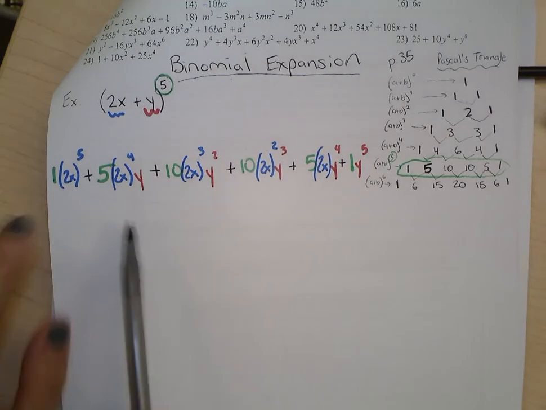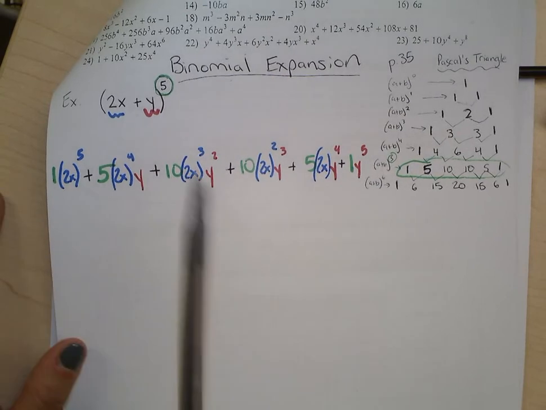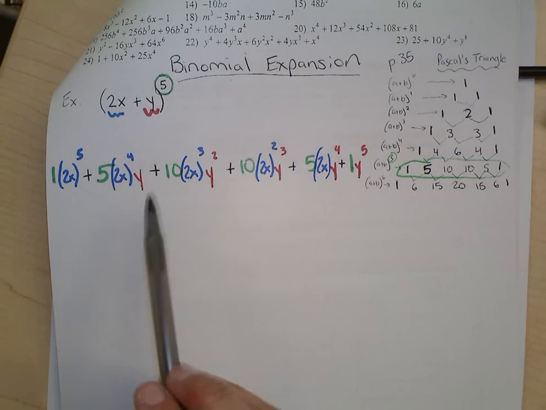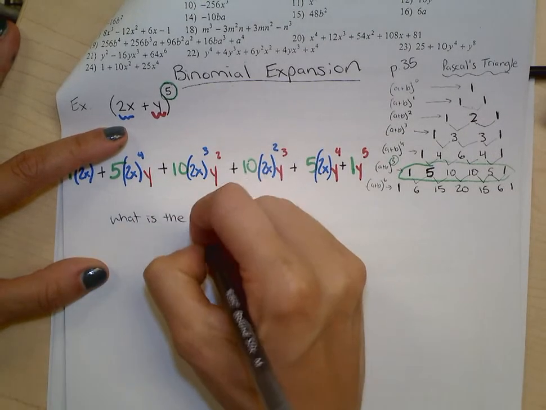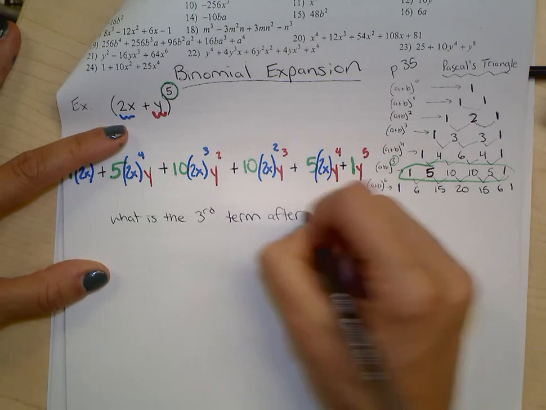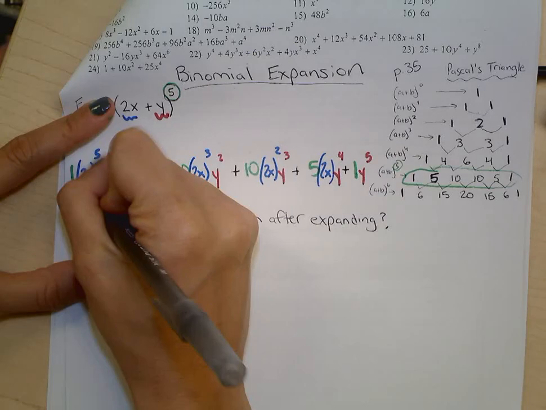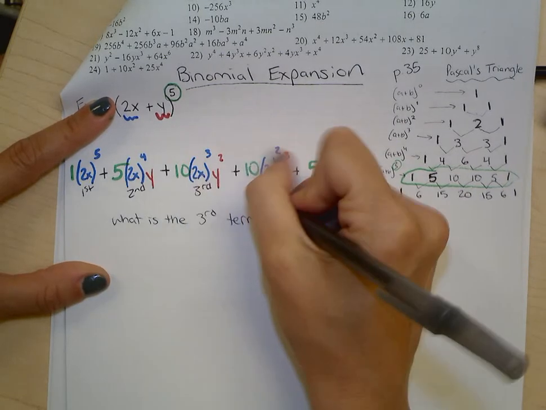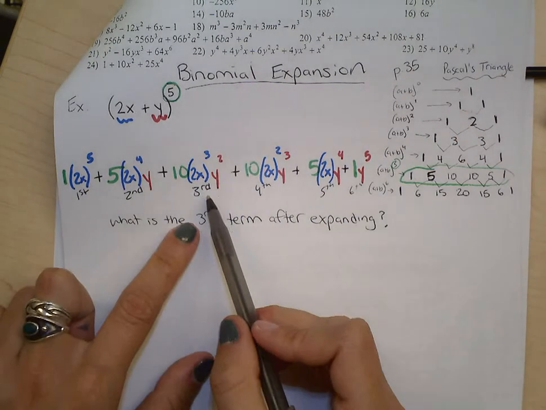Now, I would want to simplify this further, so you could simplify all of this further. I'm just going to give an example of simplifying one term just in terms of time. And a lot of times the questions will say, what is the third term after expanding? So this is my first term, this is my second term, this is my third term. This would be my fourth term, my fifth, my sixth. So I want my third term here.